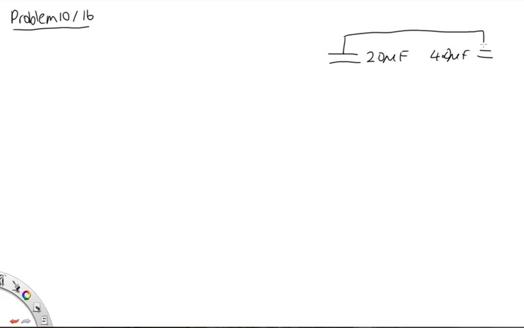Problem 10. For 1221 or 16 for 1231. In this problem we have two capacitors of 2.0 microfarads and 4.0 microfarads connected in parallel across a 300 volt potential difference. And we are asked to calculate the total stored energy in the system.